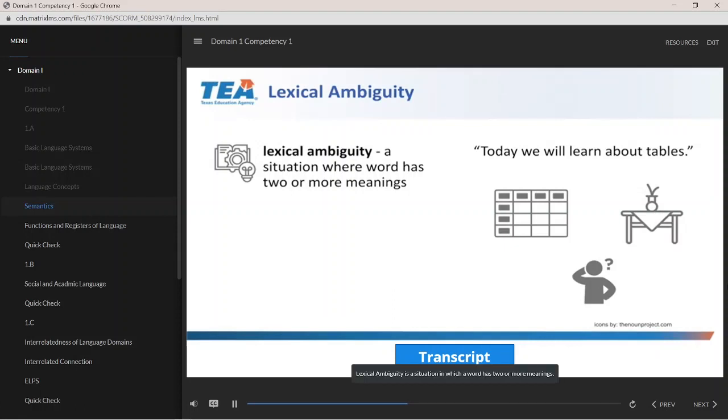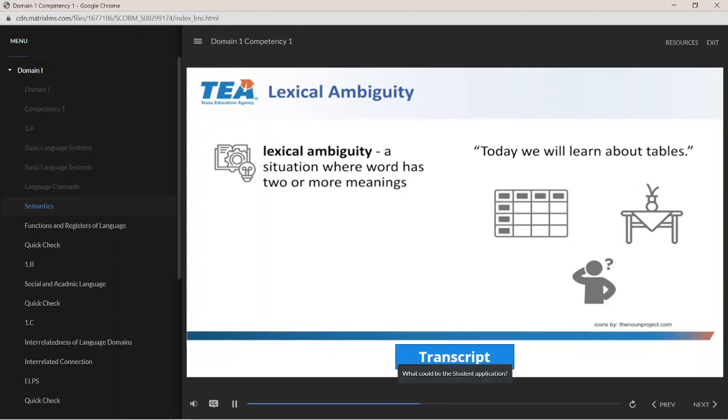Lexical ambiguity is a situation in which a word has two or more meanings. An example of lexical ambiguity would be the statement, "Today we will learn about tables." The word tables can cause ambiguity because it has more than one meaning. Note that in lexical ambiguity, it is an individual word's meaning that causes confusion.